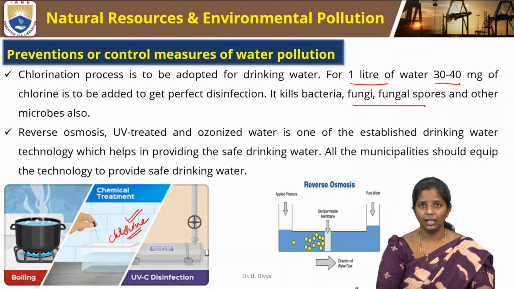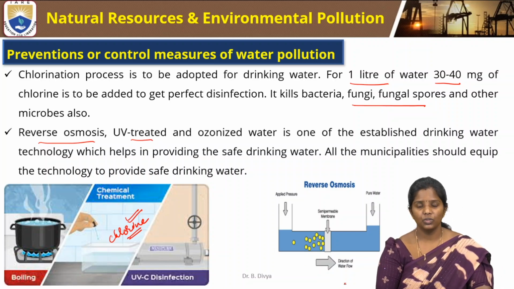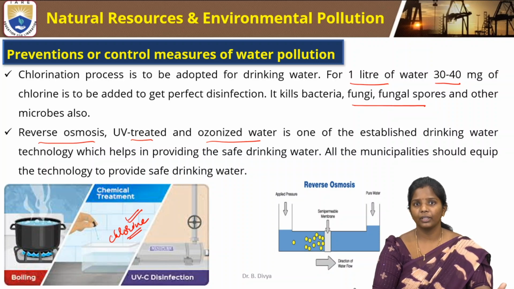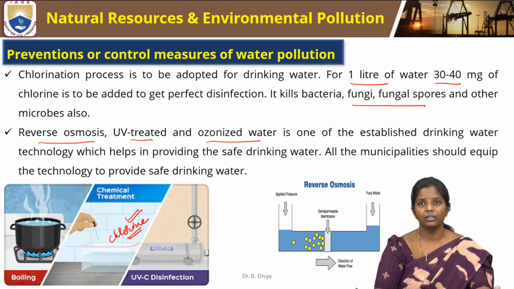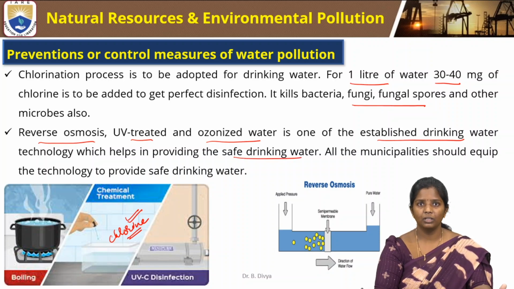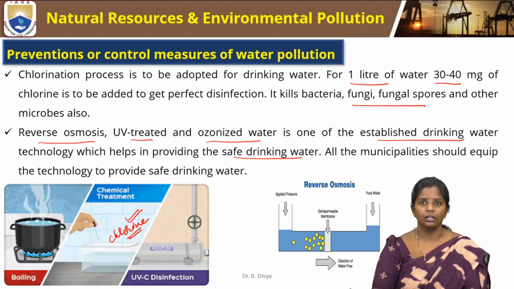The other methods are like reverse osmosis, UV treatment. UV treatment is a modern technique that we are using, and ozonized water. If we see our water purifiers, they also, like marketing techniques they are using, UV treated, ozonization is also available. This is one of the techniques used to disinfect the water. That is helpful and helps in safe drinking water. And also all the municipality water has to be treated with these treatments to avoid any water pollution. So these are the control measures we have to take into practice so that we avoid ending up in diseases.